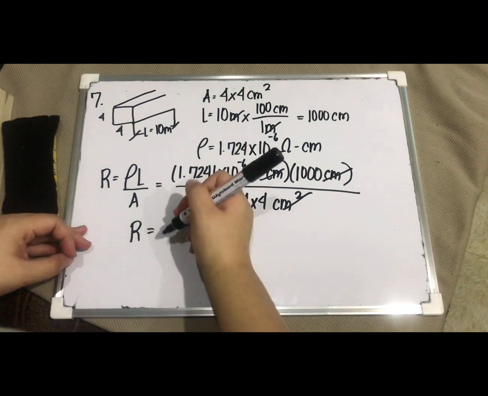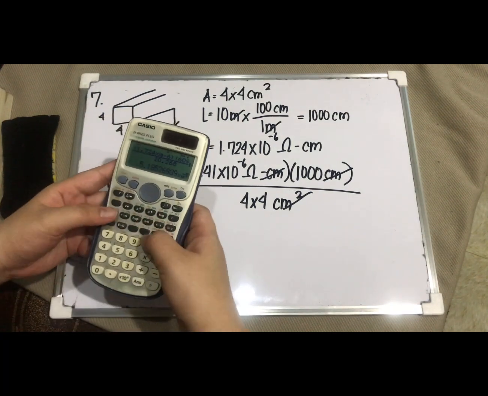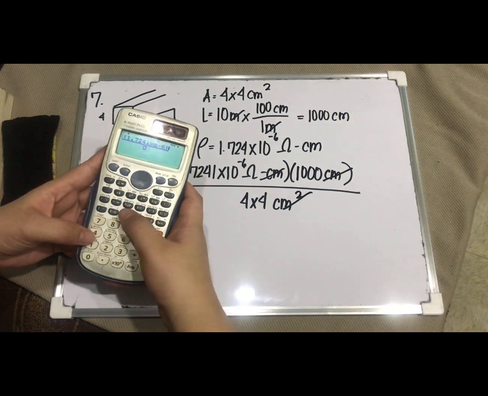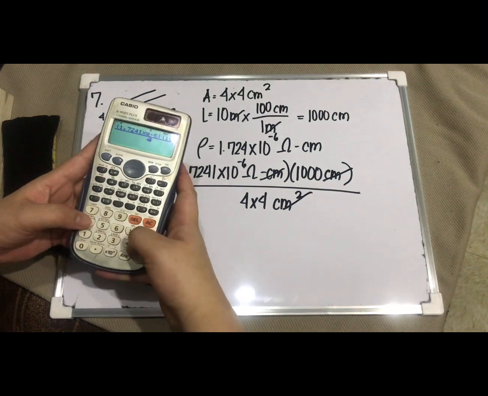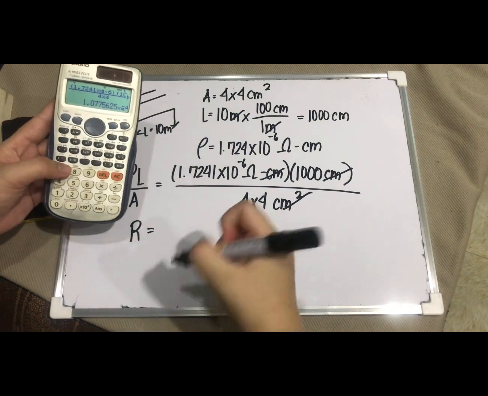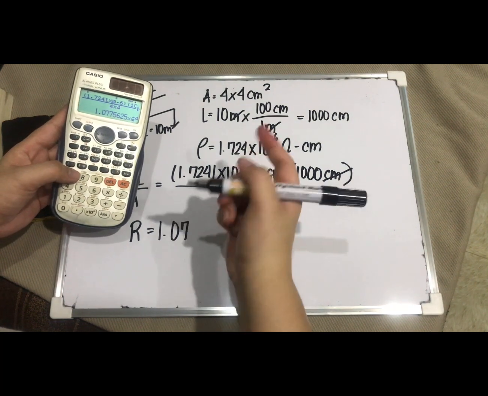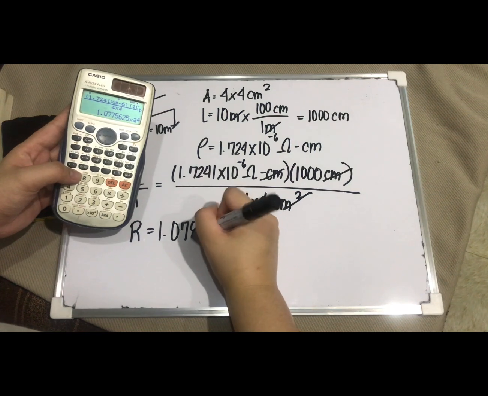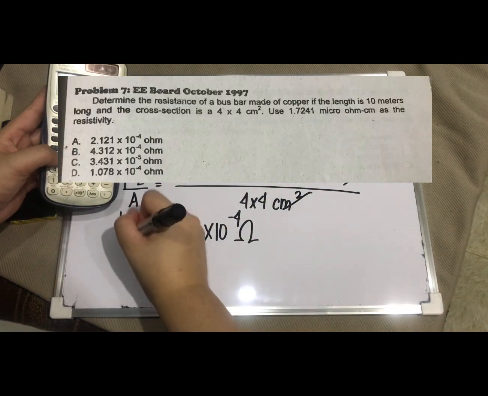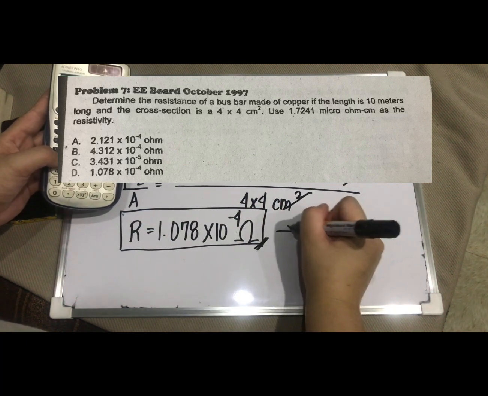Ang magiging resistance natin ay 1.7241 times 10 raised to negative 6 times 1,000 over 4 times 4. Ang magiging sagot natin ay 1.078, i-round up natin siya, times 10 raised to negative 4 ohm. So, looking at the choices, itong sagot na to ay letter D.